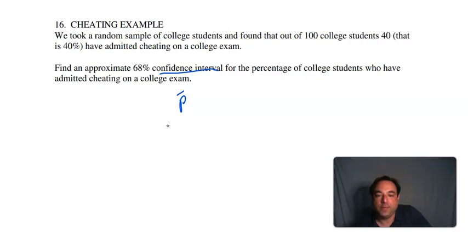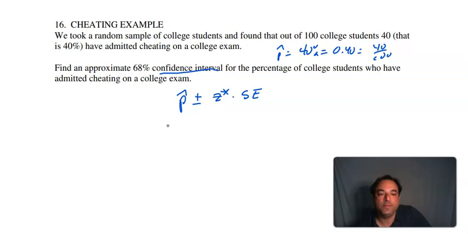So the formula for that is p hat plus or minus z star times the SE. So in this case, our p hat is the 40%, which is 0.40, which comes from 40 out of 100. And as we fill in the formula, we know p hat, z star, since we're looking for 68, the z star for 68 is 1, because 68 is one standard deviation from the mean.